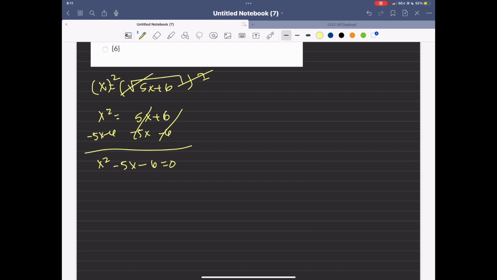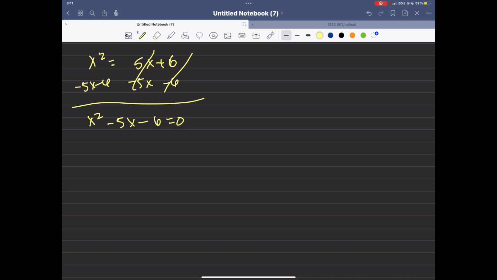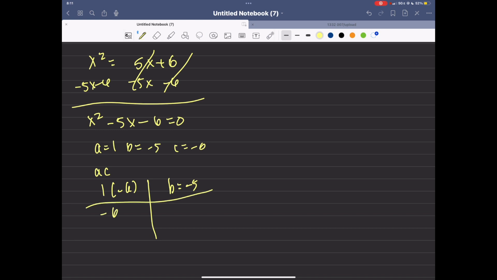So then I factor with the AC method. I'm going to say A equals 1, B equals negative 5, C equals negative 6. So AC is 1 times negative 6, and B equals negative 5. So I get negative 6, and my factors will be negative 6 times 1. When I add them together, negative 6 plus 1 equals negative 5.